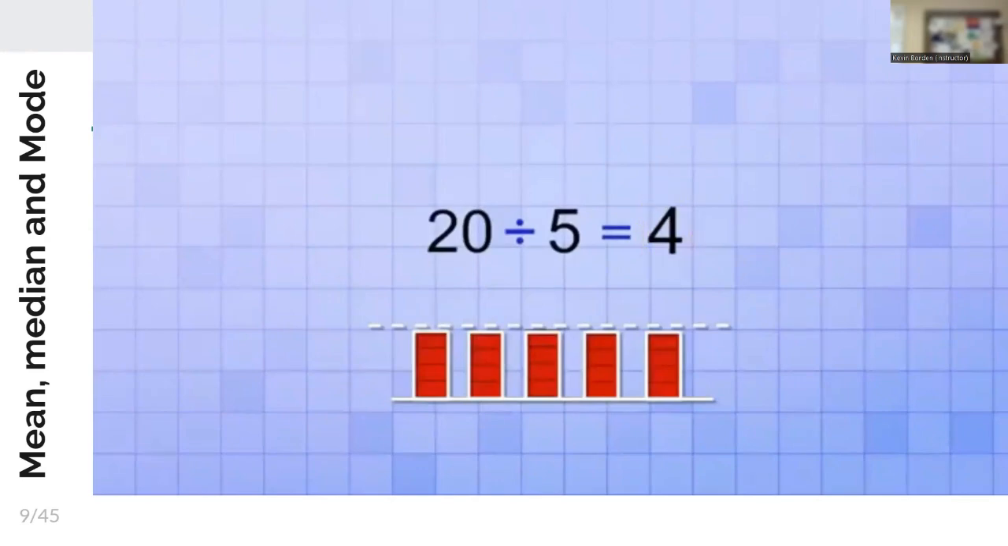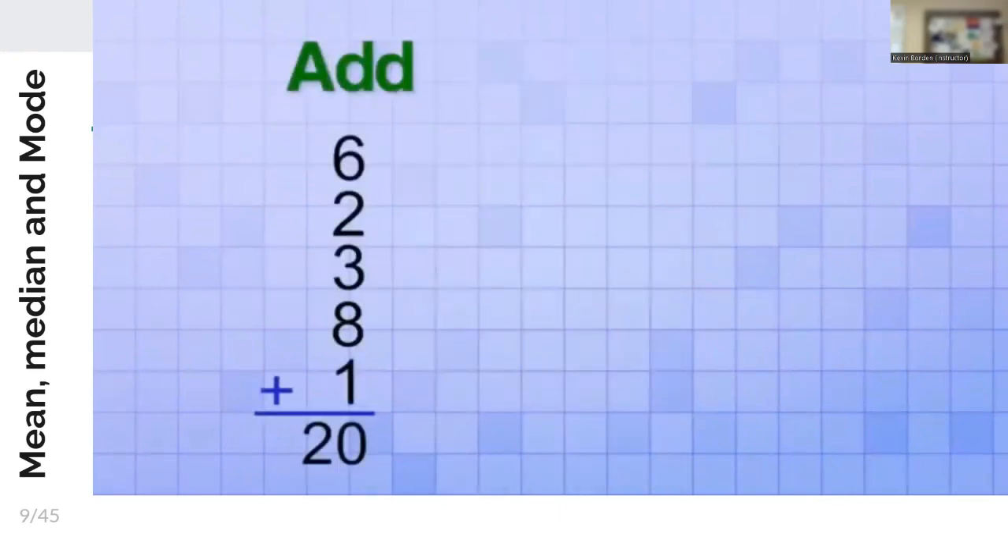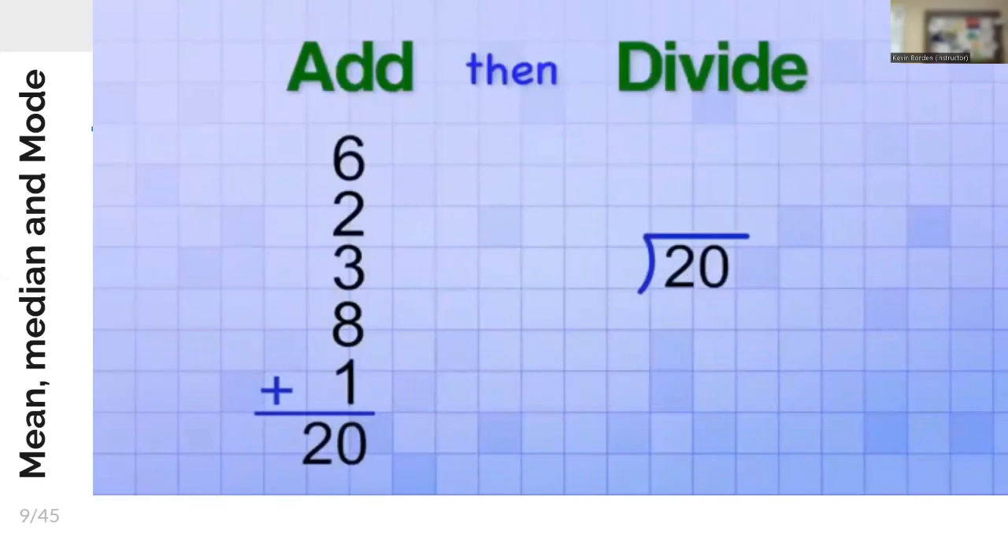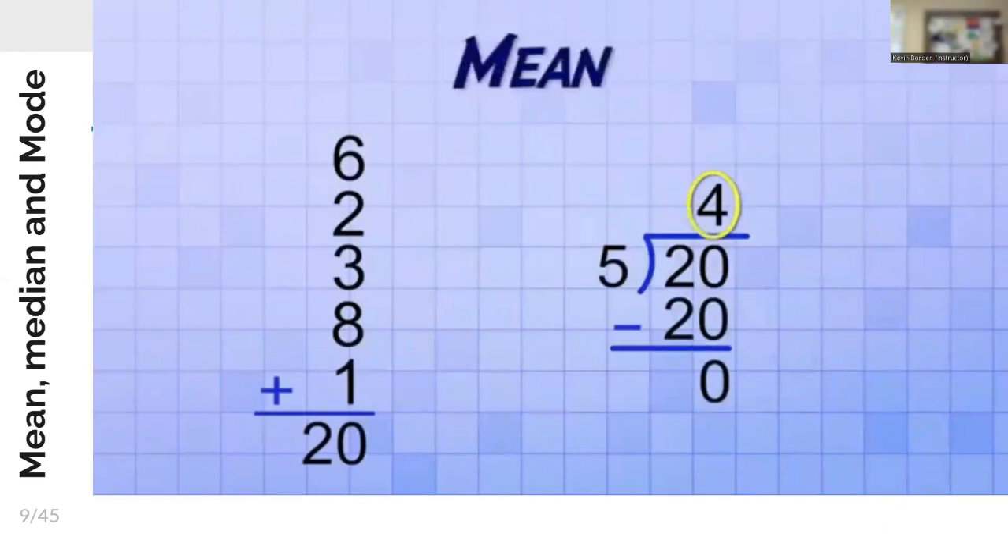So that's the math procedure you use to find the mean of a data set. It's just 2 simple steps. First, you add up all the numbers in the set, and then you divide the total you get by how many numbers you added up. The answer you get is the mean of the data set.